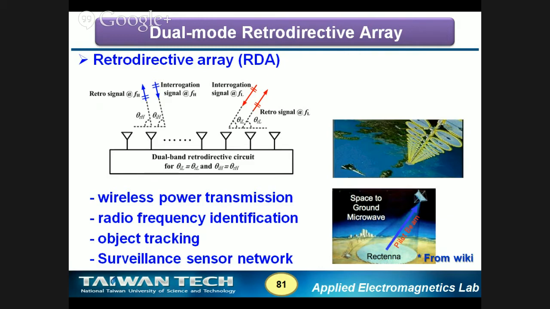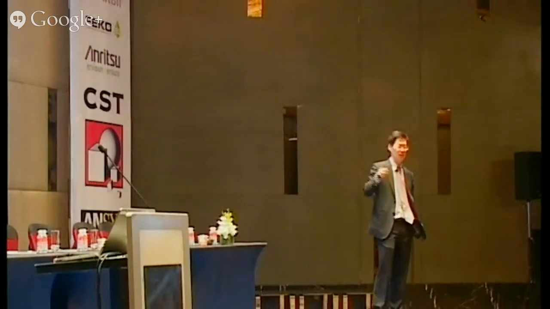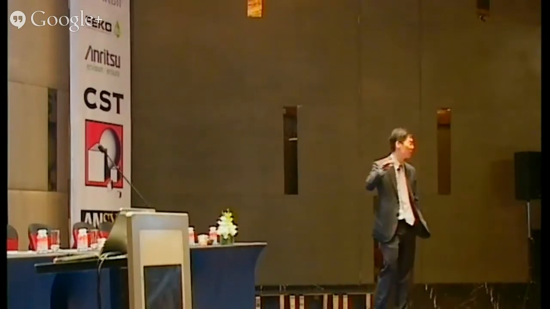So for the retrodirective array, there are some promising applications, possibly not in daily life, but in military or in satellite communication at least. And there are some conventional ways to realize a retrodirective array. The first one is named after its inventor. I think it's about 1960 or 1970 something. It's called the Van Atta array.